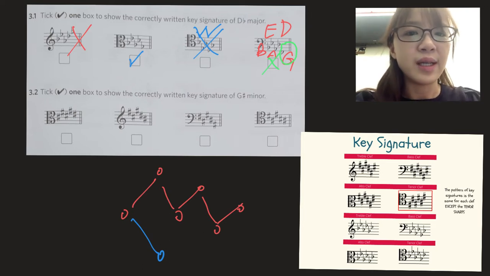So, okay, let's look at the shape at a glance. It's a 2, 3 thing. Okay, 2, 3, 2, 3.